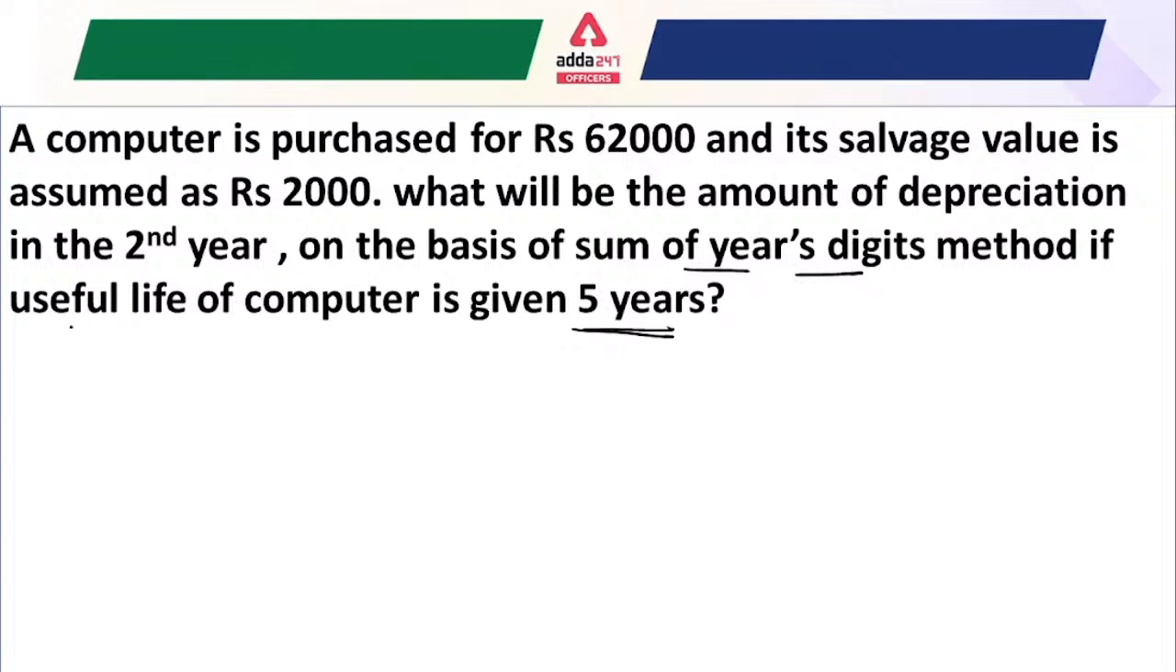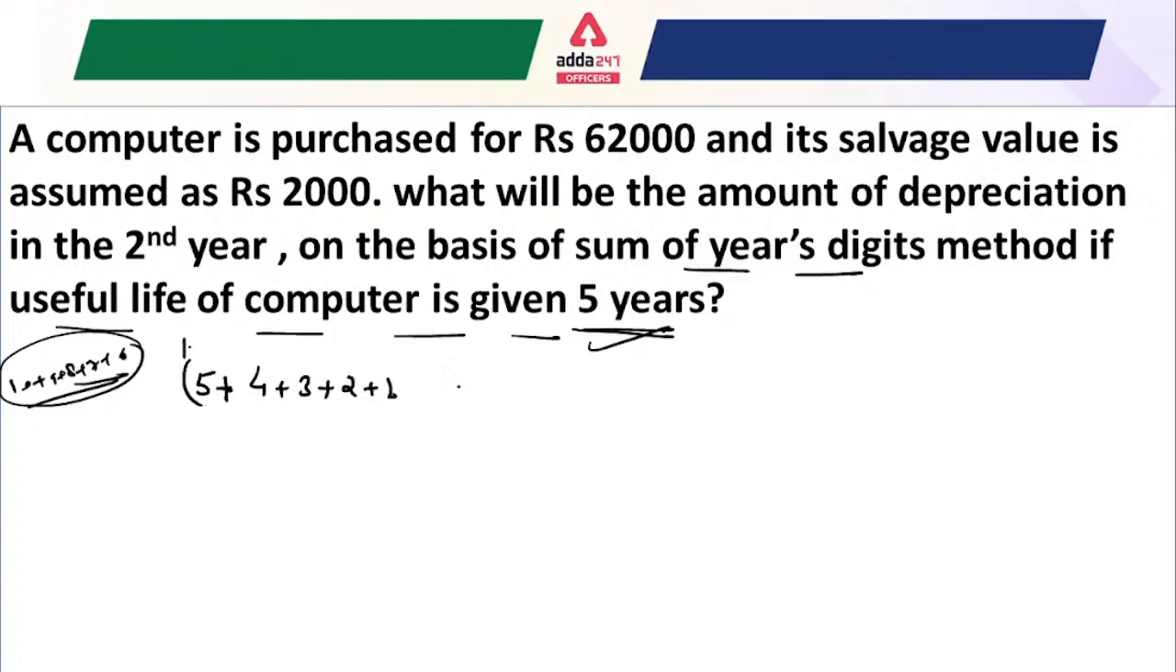So what you have to do: the useful life of the computer is given as 5 years, which means we will start with the 5. Suppose the useful life of a computer is given as 10 years, then we will start with the 10: 10 plus 9 plus 8 plus 7 plus 6, and so on. But here the useful life is given as 5 years. So 5 plus 4 plus 3 plus 2 plus 1, as the name itself represents sum of year digit method, that means 5 plus 4 plus 3 plus 2 plus 1, and that equals 15.